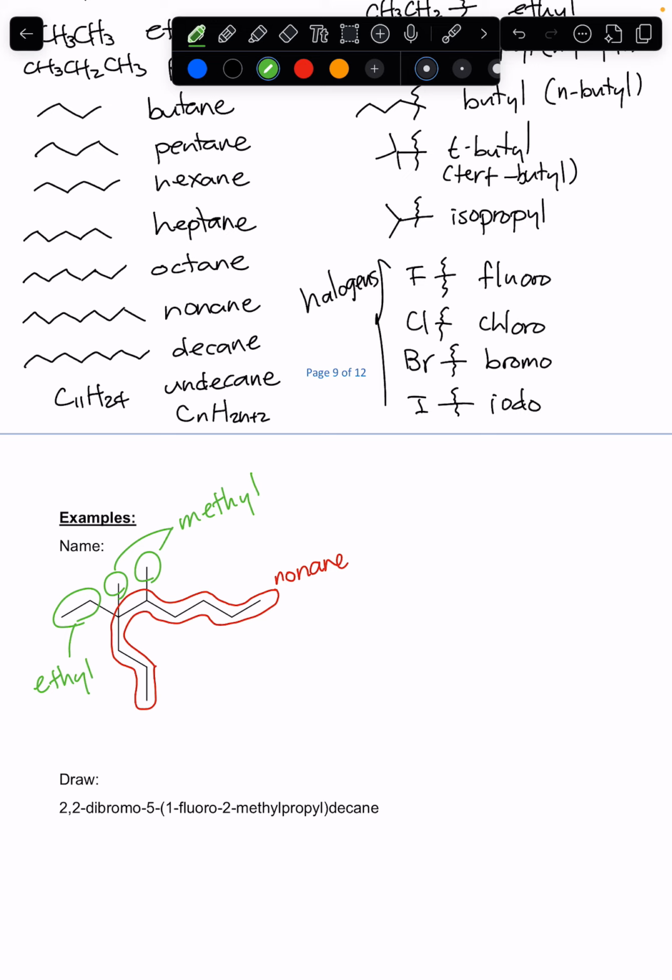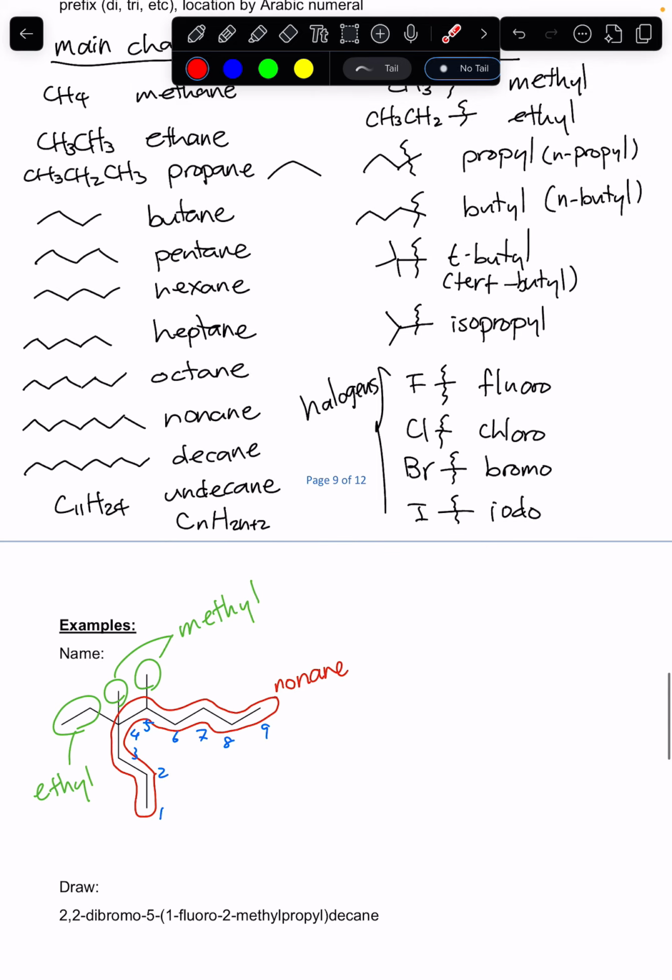And then we need to number the main chain. We have the option of starting with this end or this end, but we pick the end that would minimize the location numbers. So hopefully it makes sense that we should start numbering from this end: 1, 2, 3, 4, 5, 6, 7, 8, 9, and then substituents at carbon number 4 and 5. If we did it the other way, it would have been carbon number 1, 2, 3, 4, 5, and 6. So this is the better way.